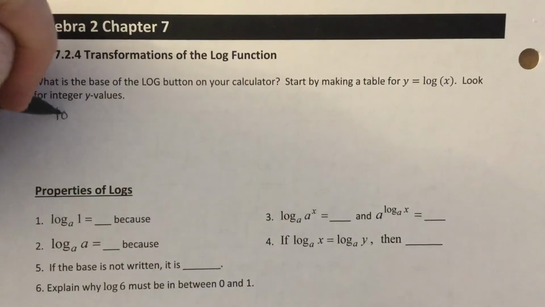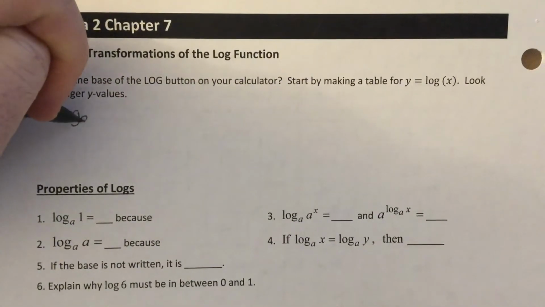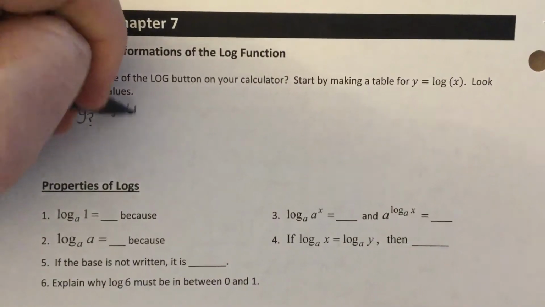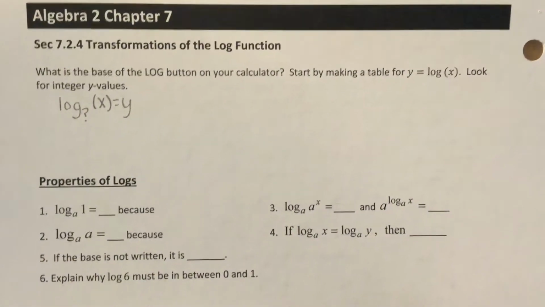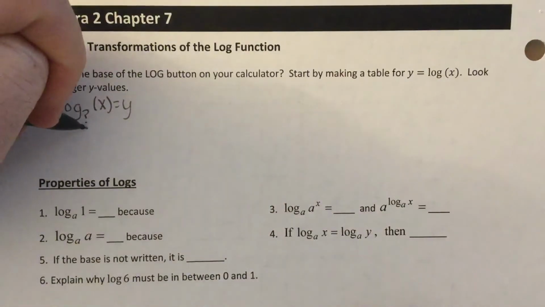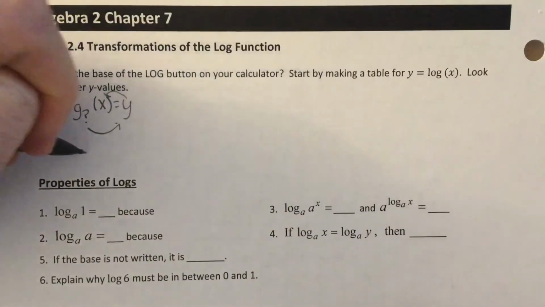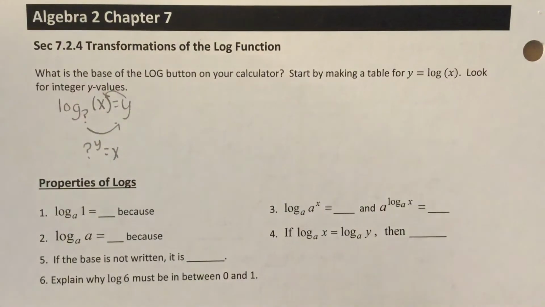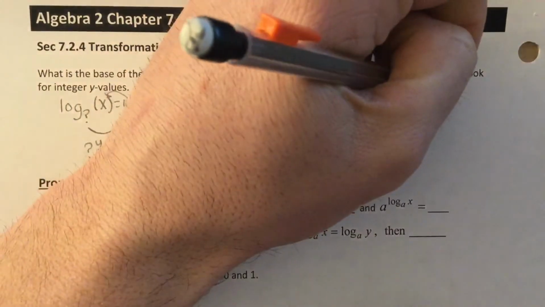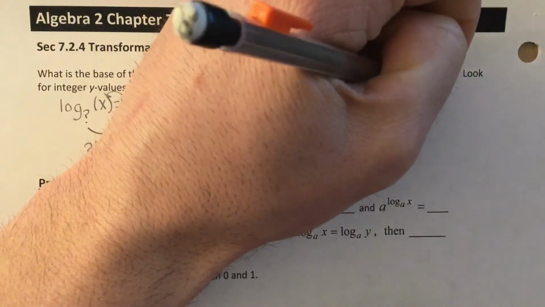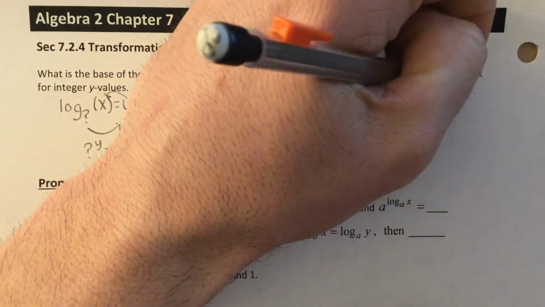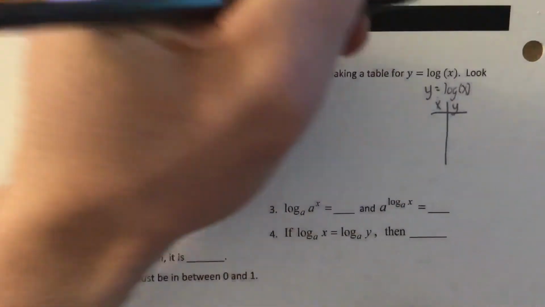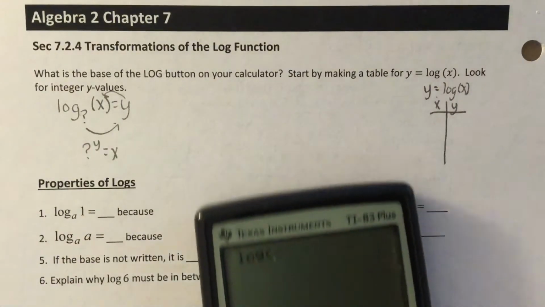So we're going to write it as log base question mark, we're trying to figure it out, of x equals y. And so if I convert that to an exponential equation, that would be question mark to the y equals x. So what I'm going to try and do now is look on my graphing calculator and make a table. I'm trying to get integer y values to come out.